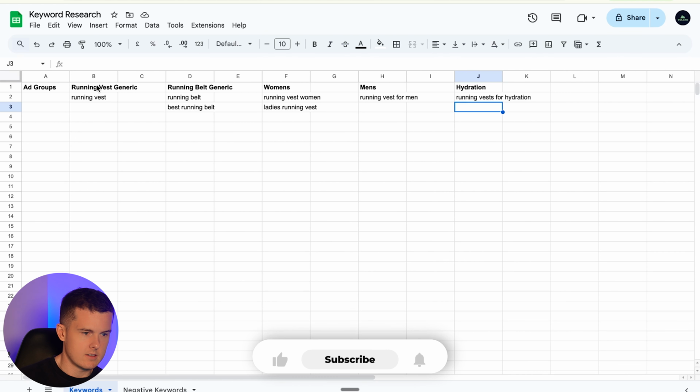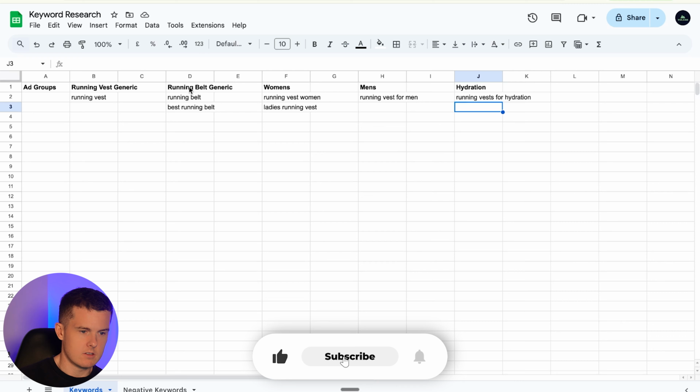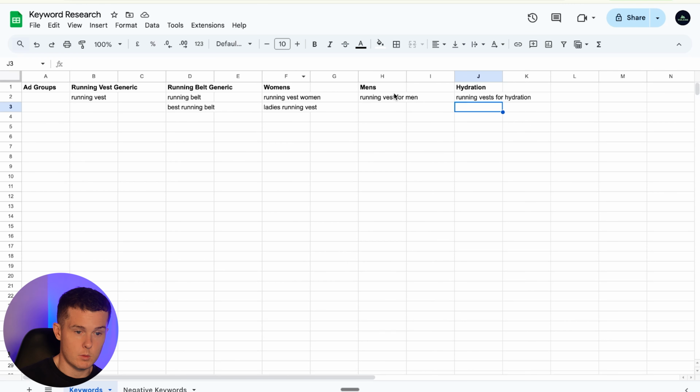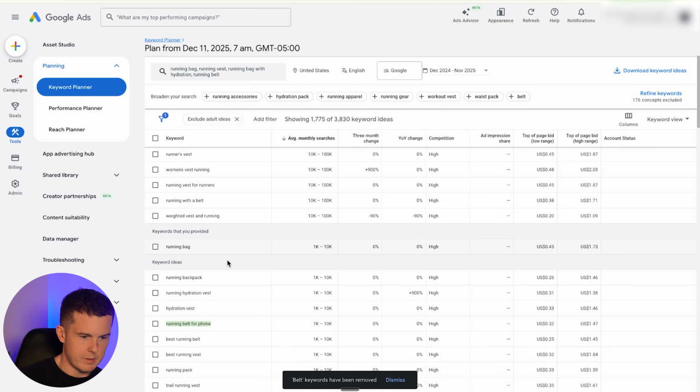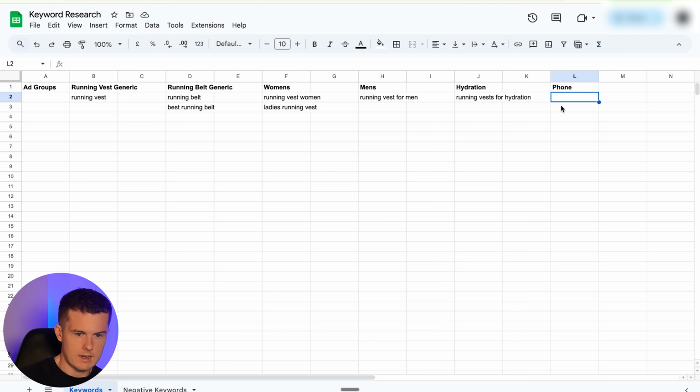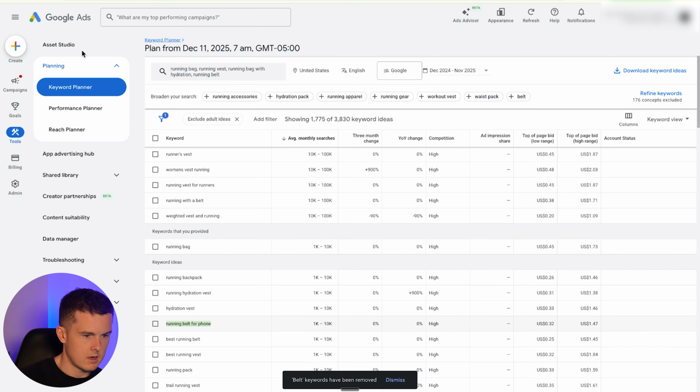I would say this is a generic running vest. This is a generic running belt. This is more kind of female focused terms. This will be men's focused terms. This will be more in relation to hydration. And the one more that caught my eye earlier is kind of for phone. So specific to holding a phone. And you can see running belt for phone here. So that can be dropped in over this part.